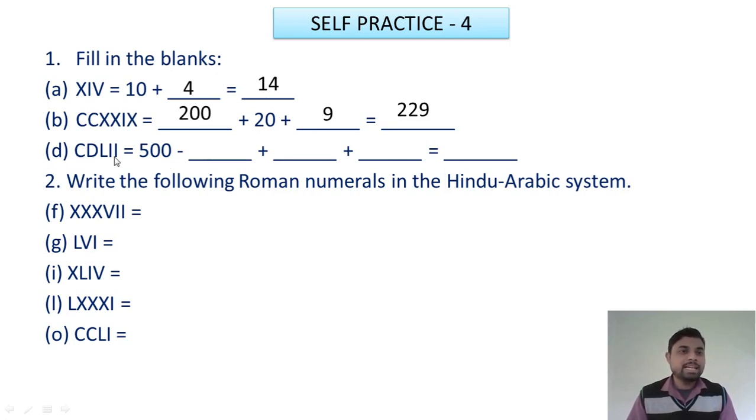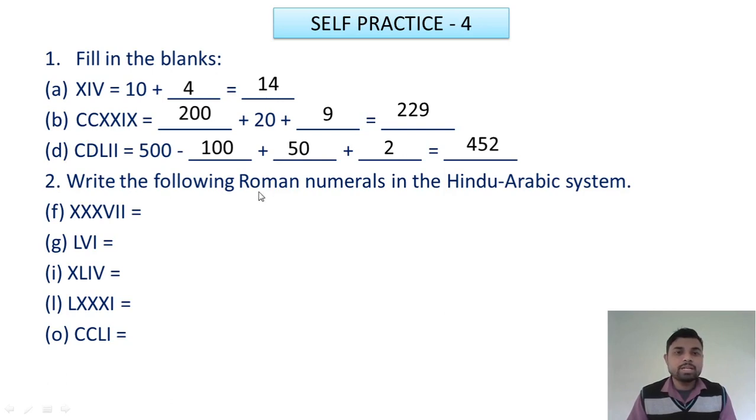Next D. CDLII. Dear students, CD means what? D 500, C 100. So when C is written on the left hand side, we will subtract. So C means 100. So 500 minus 100. Next L. L means what? 50. And II means what? 1 plus 1, that means 2. So it will be 452. Okay. Question number 2.